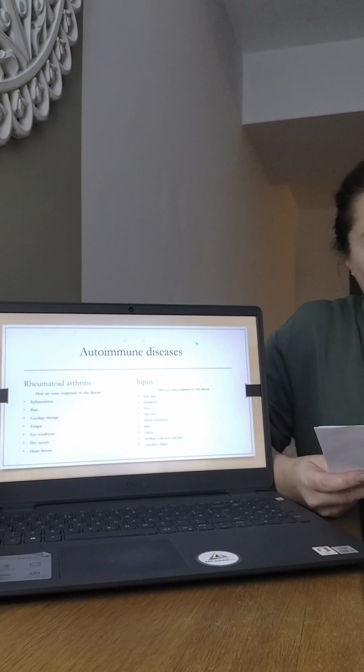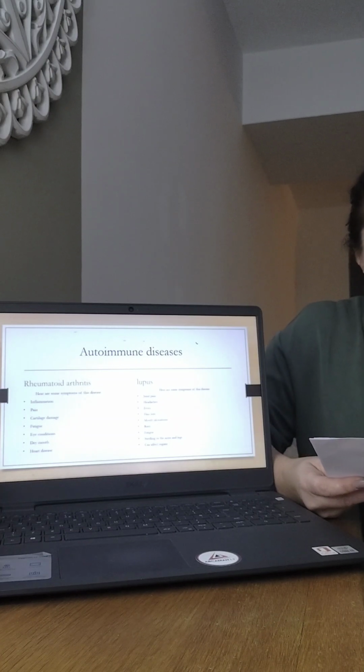Lupus is a chronic autoimmune disease that causes inflammation throughout the body. Symptoms of lupus are joint pain, headaches, fever, hair loss, mouth ulceration, rash, fatigue, shortness of breath, swollen glands, confusion, and swelling in the arms and legs. These symptoms can also affect your organs. There are different types of lupus: cutaneous lupus, drug-induced lupus, and neonatal lupus, but the most common type of lupus is SLE.